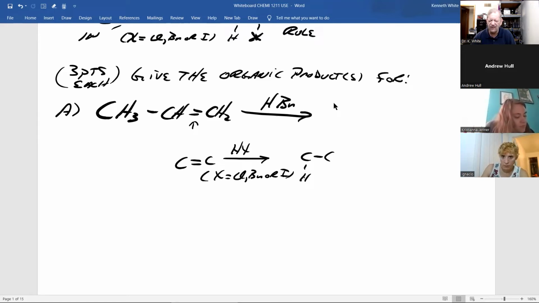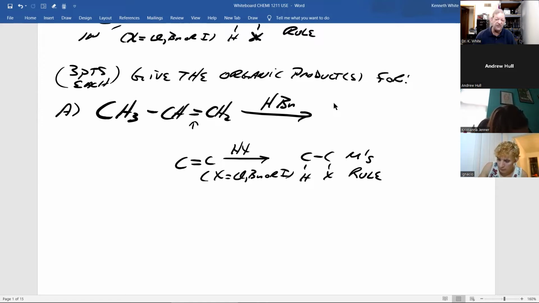And one carbon gets H, the other gets X, and it follows Markovnikov's rule. And what is Markovnikov's rule? Well, the carbon of the double bond with the most hydrogens gets the hydrogen. The other carbon of the double bond gets the halogen. Let me say it again. The carbon of the double bond with the most hydrogens gets this hydrogen. The other carbon gets the halogen.